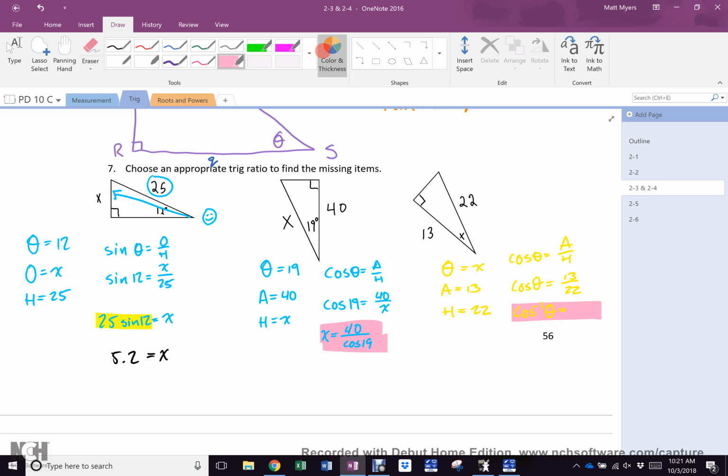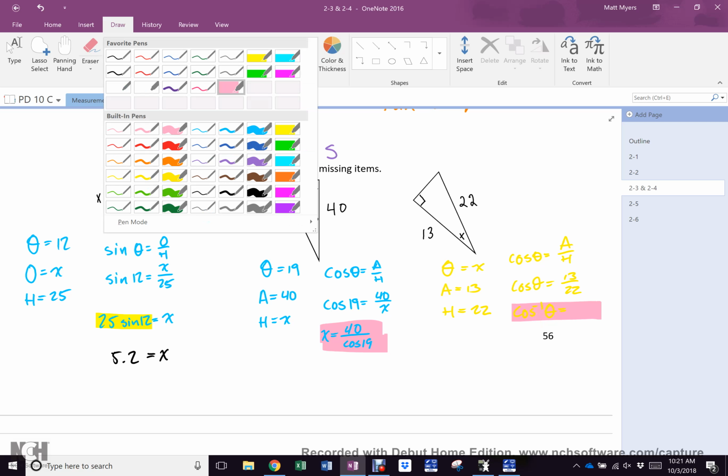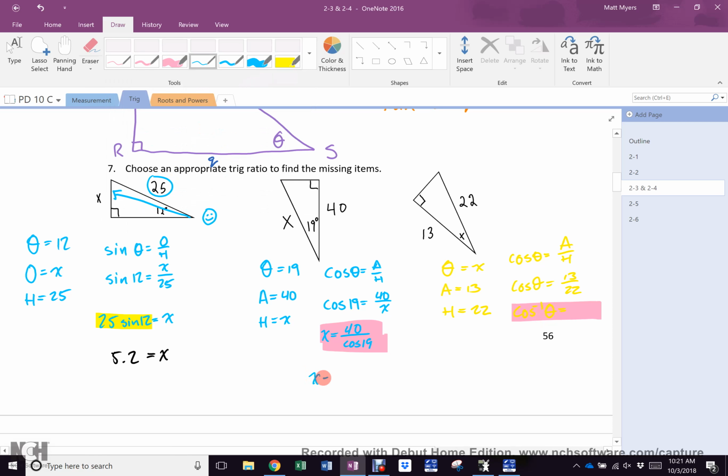So what is the answer to the middle one that was written in light blue? What is x equal? 42 point what? 3. Now, let's stop and think about this for a minute. Does that make sense? It's the hypotenuse. It's longer than this side. And 19 isn't very far, is it? 19 degrees? So this number can't be very big, yeah? So the hypotenuse should be pretty close to 40, was it? So we're right. Everybody cool?